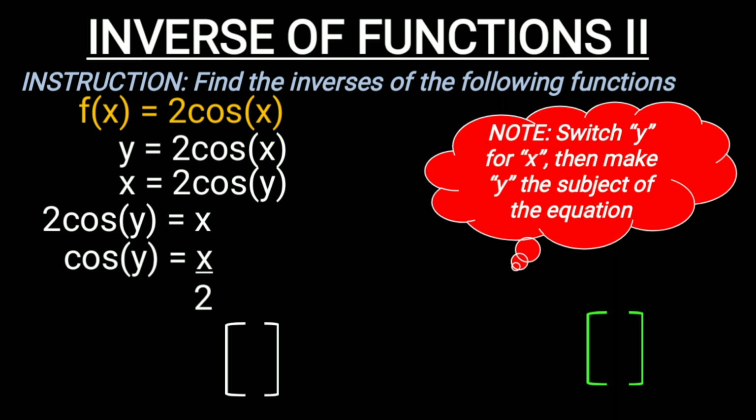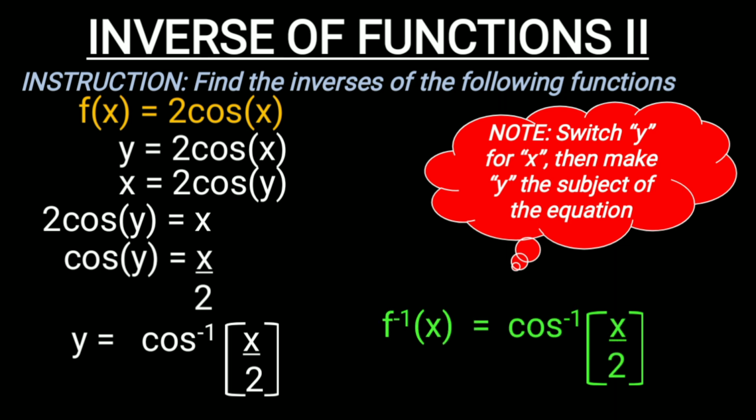And then if you want to make y the subject of the equation in this case, we've got to move the cosine to the other side of the equality sign, and that changes to the cos inverse. So y equals the cos inverse of x over 2. This is basically the inverse of the given function, but we've got to use the denotation of inverse of function. Therefore, the inverse of the given function is the cos inverse of x over 2.